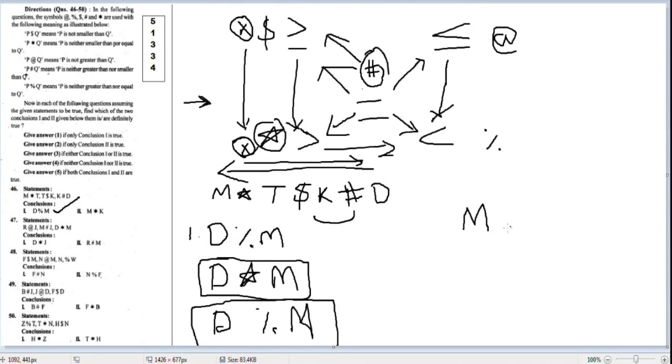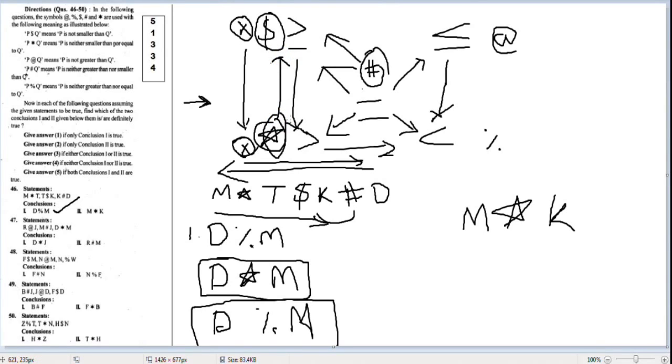The second one is M star K. M is here and K is here, so we are going in the forward direction. The one thing we have to be sure of is that the resultant value will be your answer. Now I'm going to move from star to dollar. This is star, and dollar is here.